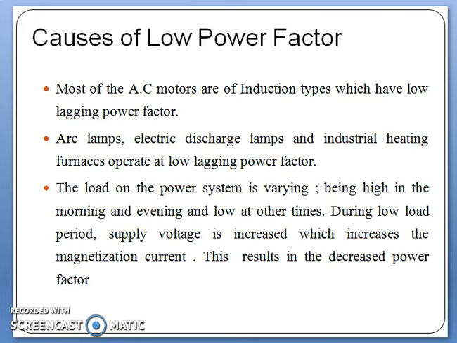The next topic is the cause of low power factor. Most AC motors of induction type have a low lagging power factor. For example, arc lamps, electric discharge lamps and industrial heating furnaces operate at low lagging power factor. The load on the power system is varying, being high in the morning and evening and low at other times. During low load periods, supply voltage increases, which increases the magnetization current. This results in a decreased power factor.